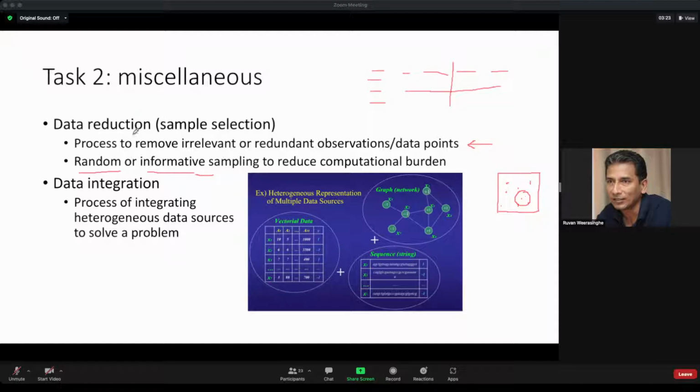And a third thing which people don't talk too much about is how to integrate heterogeneous data sources. You may have some data sets as tables like this, some as strings or text, and some in a network structure. We are not going to really talk about this because there are no general techniques to do this, but there are some general principles.